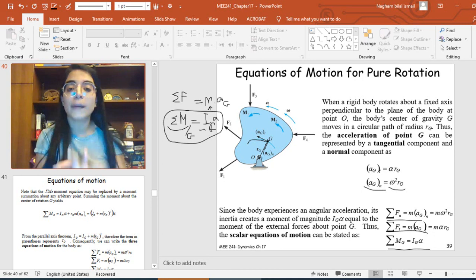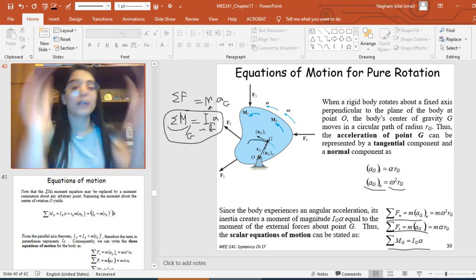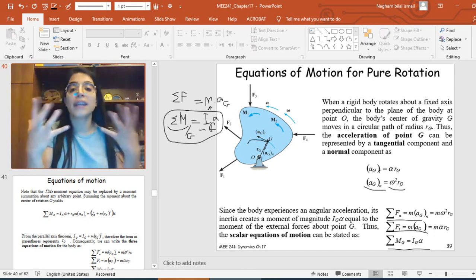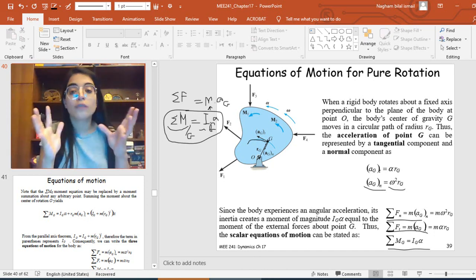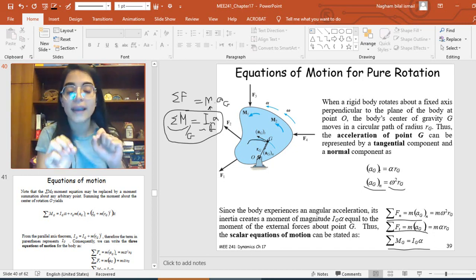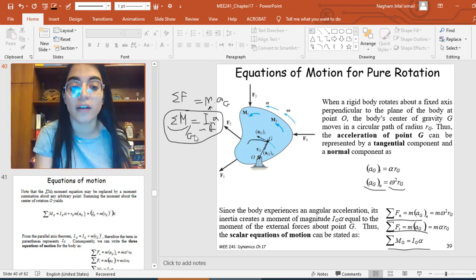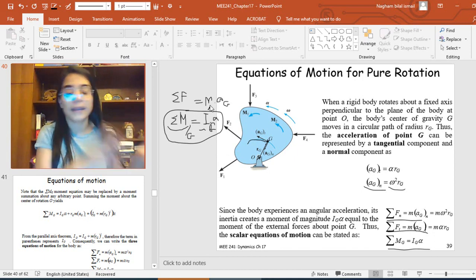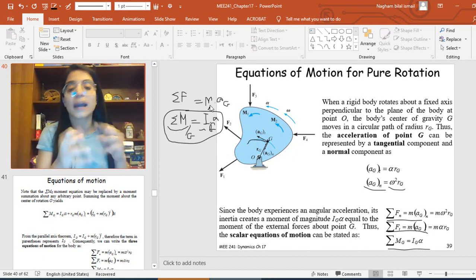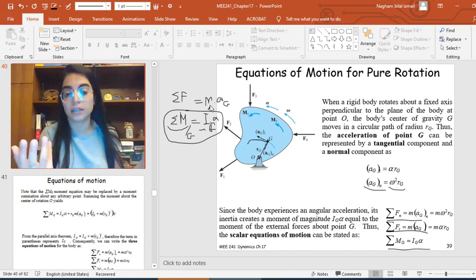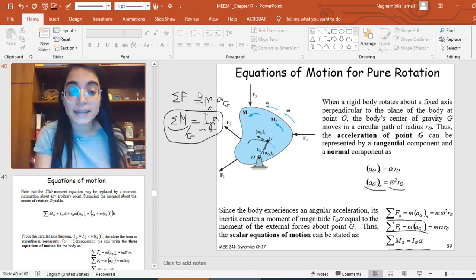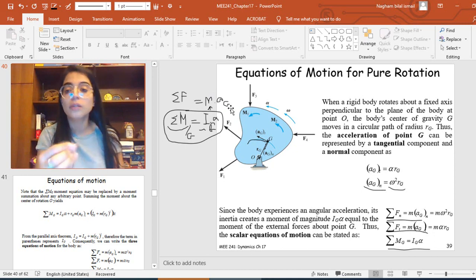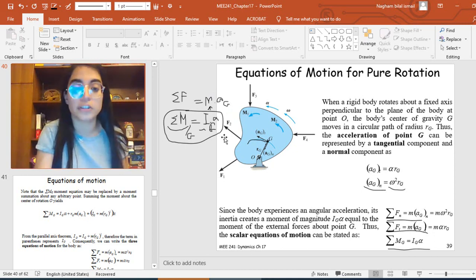And the second term is the moment of inertia. Since I have a rotation, I'm going to have an inertia, and this inertia force will have a moment. This moment, in fact, is equal to IG alpha. All right? So, guys, it's the same as the translational. There is a very strong analogy between the translational motion and the rotational motion. In fact, this term here, which is MAG, is called the force of inertia. It has a moment, and this moment is equal to IG alpha.